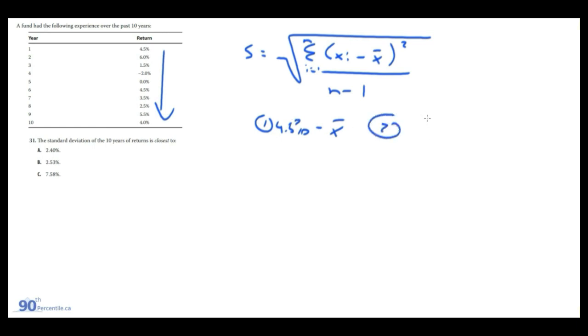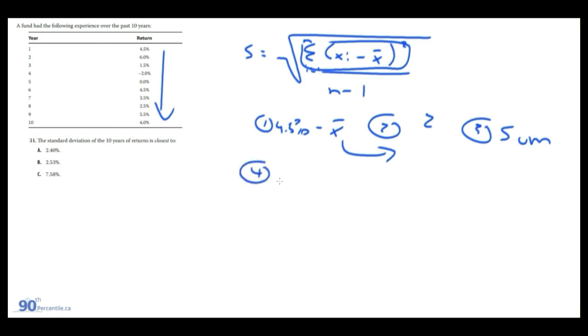Second step would be to square it. So you would take all of these values and square them. Third step, you'd sum them. And then you would have this part of the equation up here. Fourth step, divide it by n minus 1, which is 10 minus 1 in our case, so 9. And then fifth step is to take the square root of everything. So it seems like a lot of work.